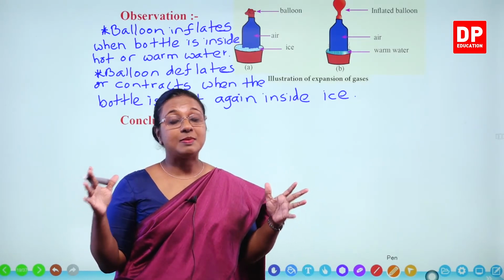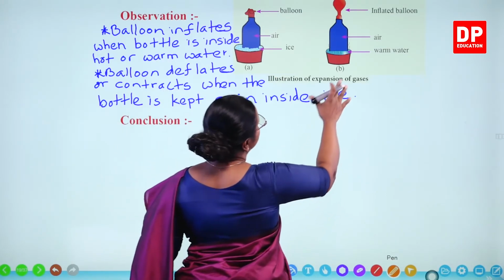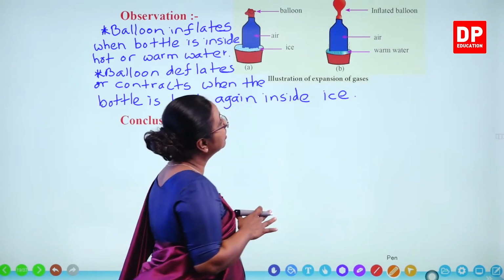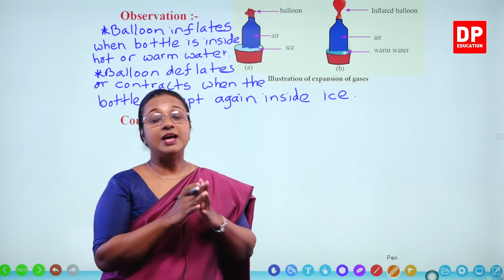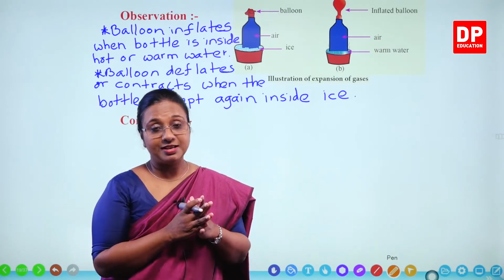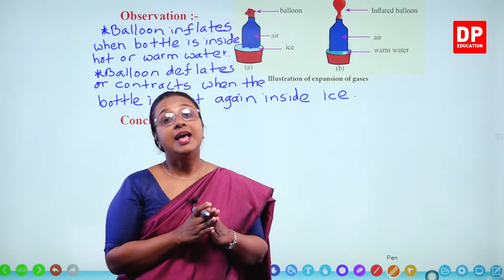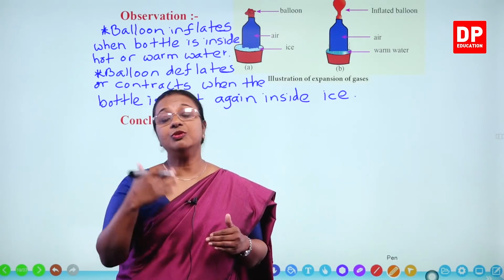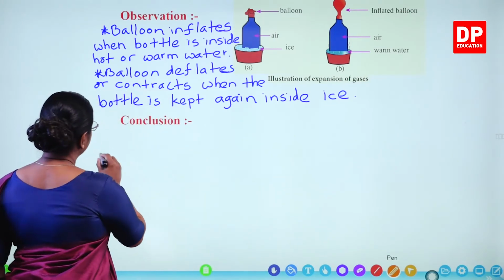So when it expands, the volume of air increases. So when that happens, the air will be pushed into the balloon and the balloon gets inflated. So that is why the volume of balloon increases, that is the balloon inflates. So that is due to the expansion of air due to increase in temperature. That is one conclusion that we can get.